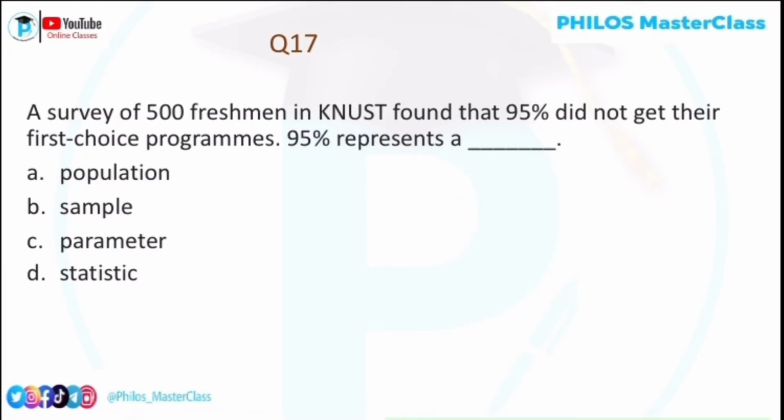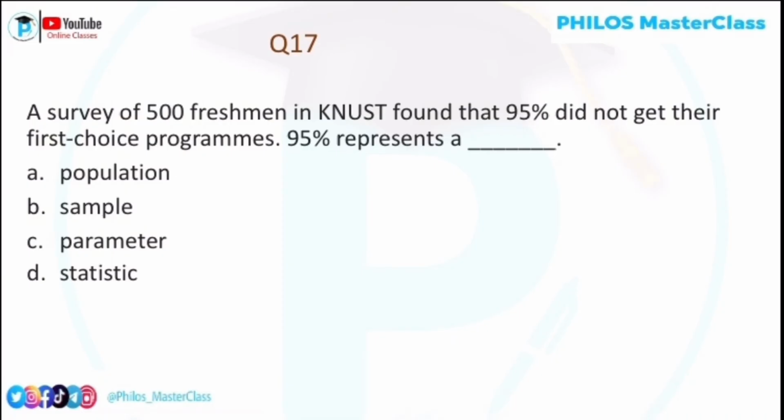This question says, a survey of 500 freshmen in KNUST found that 95% did not get their first choice programs. The 95% represents a, you know that all freshmen in KNUST is actually more than 500. So all freshmen in KNUST is a population of freshmen. But you see the survey of 500, that 500 that were surveyed is just a sample. So 500 is a sample.